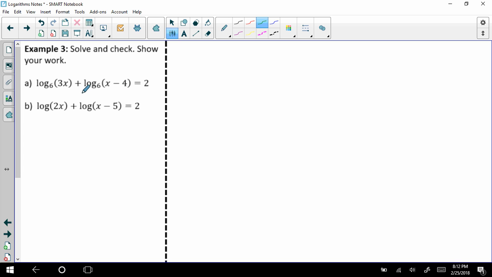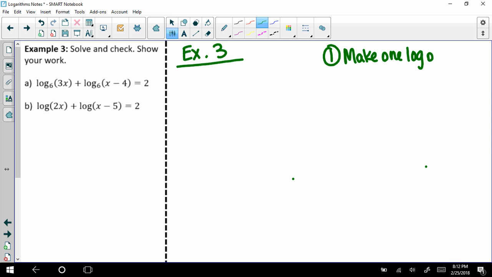So remember, when we had properties of logs, when you had a plus sign between them, it meant that you take what's inside this log and multiply it with what's inside this log. Okay? So with these, when it looks like example 3, the first thing you have to do is make one log on one side.